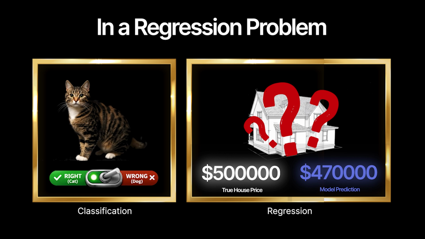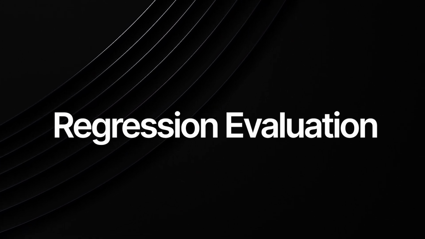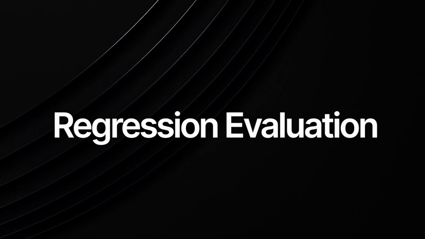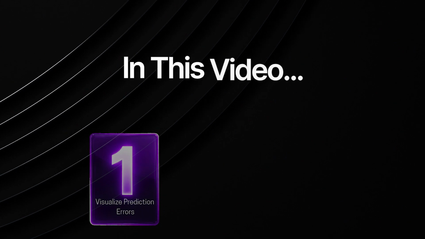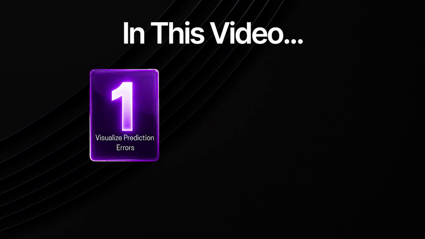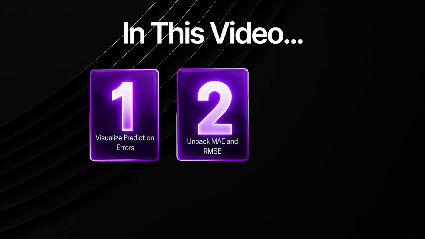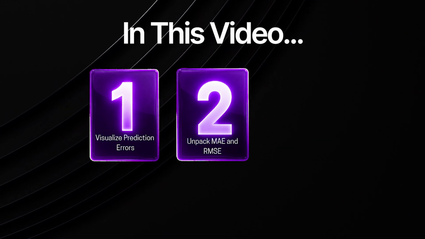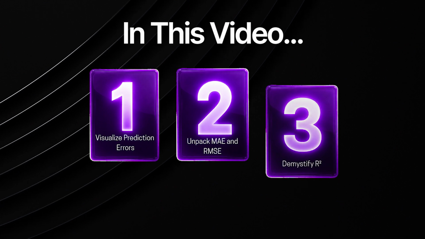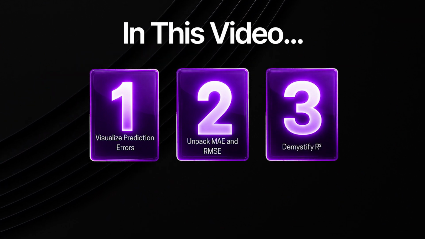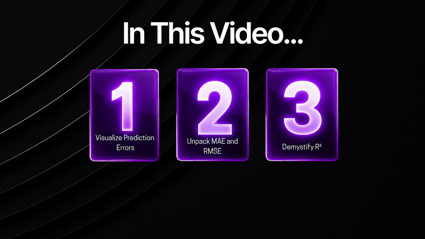In regression, we don't count right versus wrong. Instead, what we measure is how far off we are. In this video, we'll understand regression evaluation in 3 steps. First, we'll visualize the prediction errors. Then we'll talk about mean absolute error and root mean square error. And finally, we'll talk about an important metric called R squared.